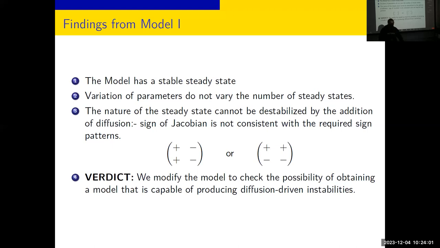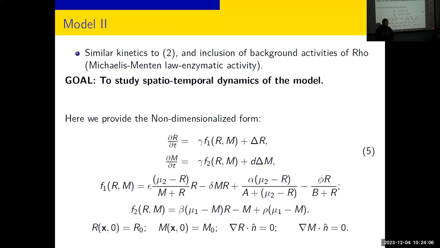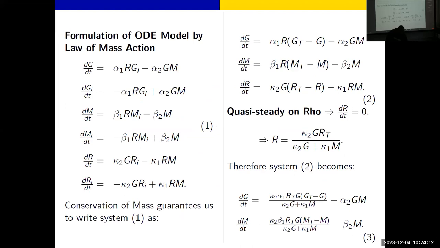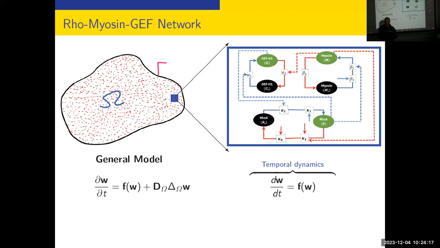And the adjustment we make is actually a very basic one. If I may take you back to the setup, you see what has been done in the first model is to assume that there are no background activities for myosin and TRO in this system. The background activities from the diagram are given by K3, beta 3, and then K4.